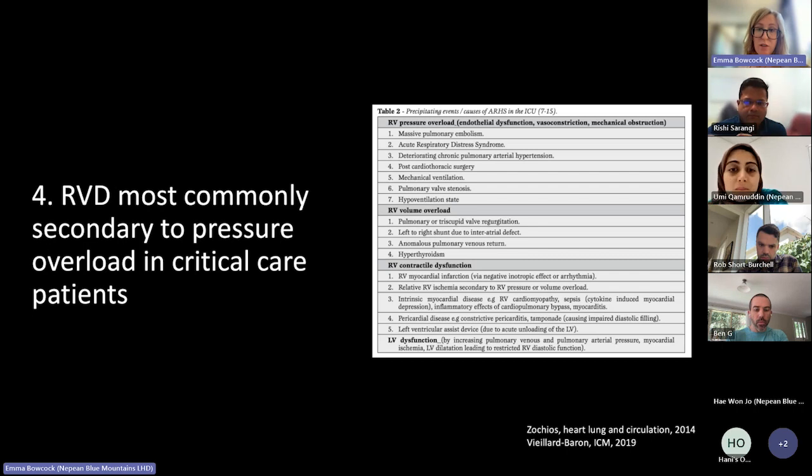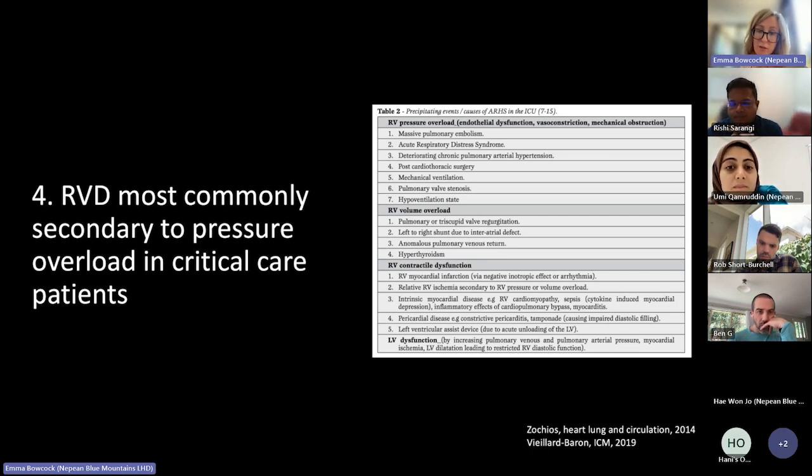So I guess, most of the RV dysfunction that we are going to see in the ICU is related to pressure overload, isn't it? Usually ARDS, mechanical ventilation, PEs, sepsis with pulmonary vascular dysfunction, so patients that are intubated with that. That's the bread and butter of what we see in terms of RV dysfunction.